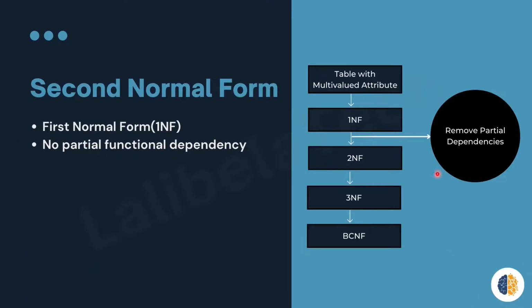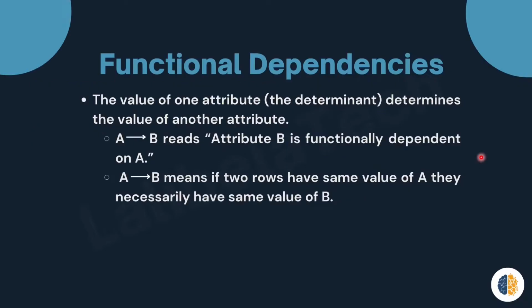As you can see in this flow chart, to convert from first normal form to second normal form, we have to remove or avoid partial dependencies. But what are partial dependencies or functional dependencies? Now it is time to discuss functional dependencies.